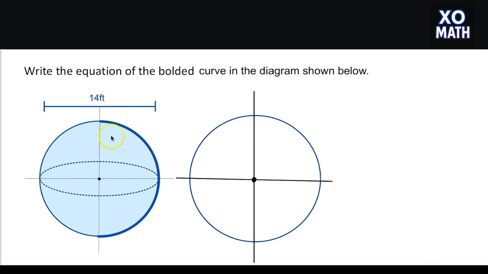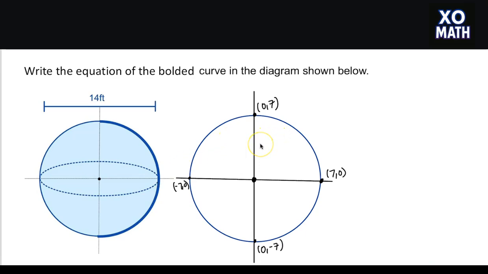Well, what do we know about this circle? Its diameter is 14 feet, so that means its radius is 7. So this coordinate over here, for example, is 7, 0. This one up here is 0, 7, then negative 7, 0, and 0, negative 7.